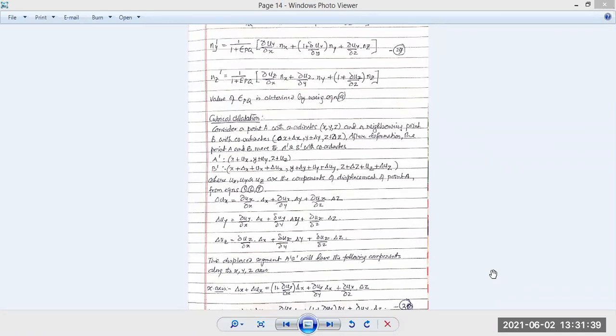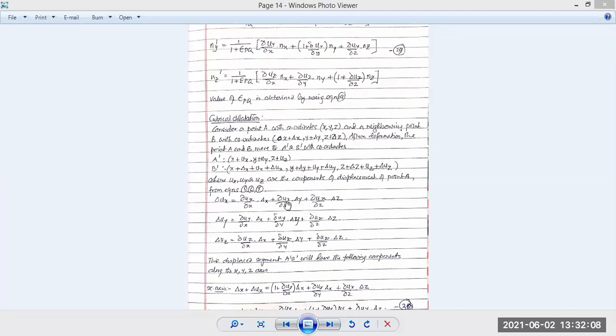Now we know ux, uy, uz are the components of displacement of point A. So from that initial point, we know delta ux is the rate of change of ux. It is given here: the rate of change of ux in terms of x, and as x is changed by delta x, the rate of change will be multiplied by the value delta x.